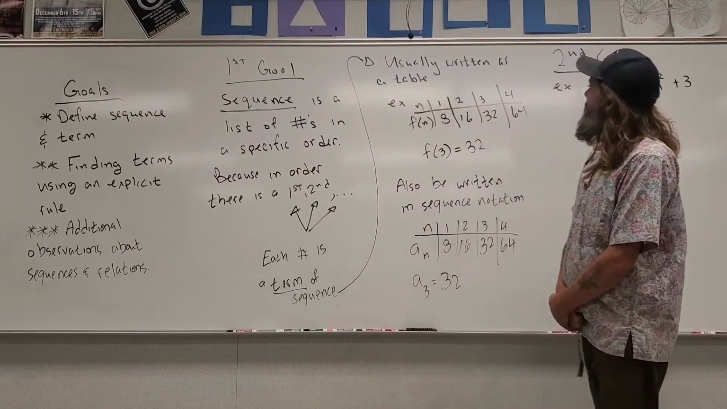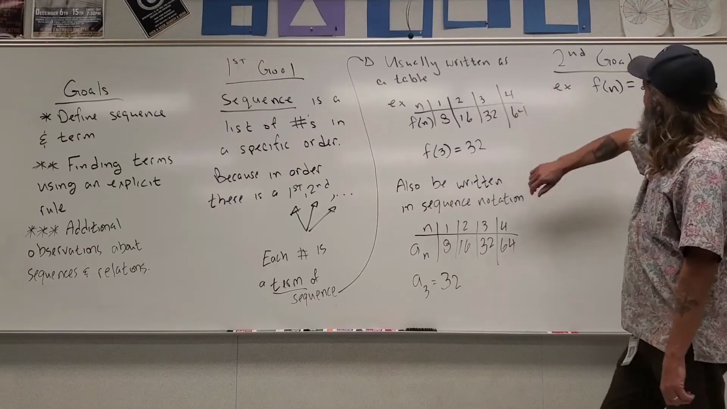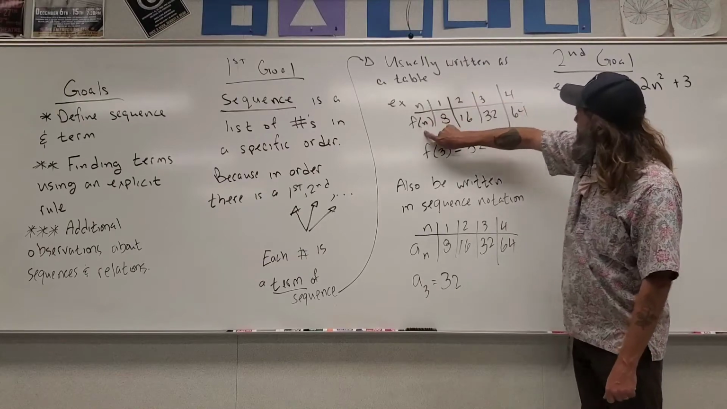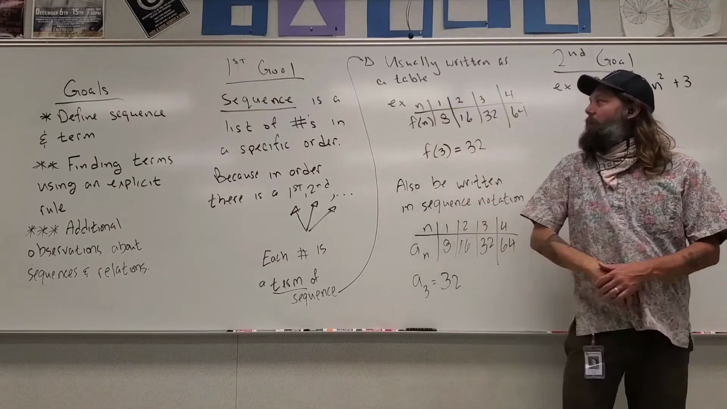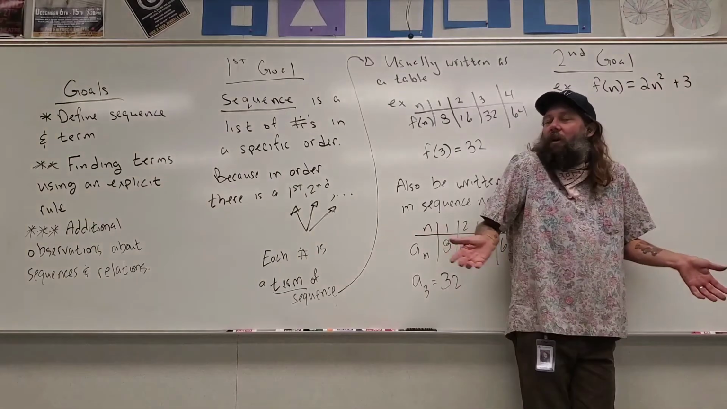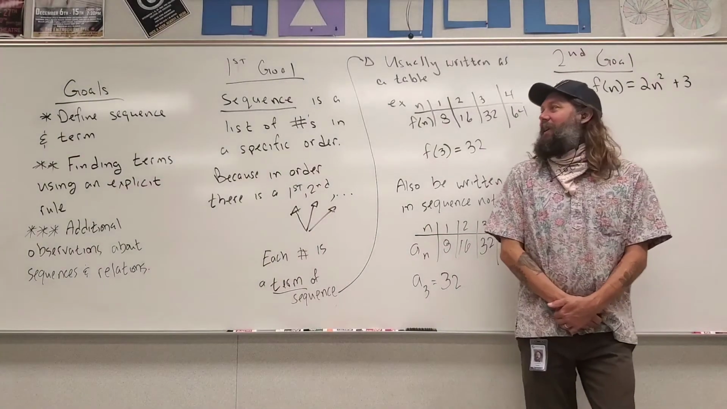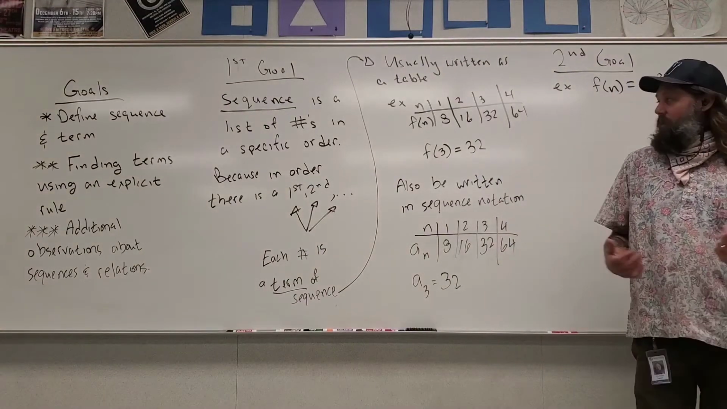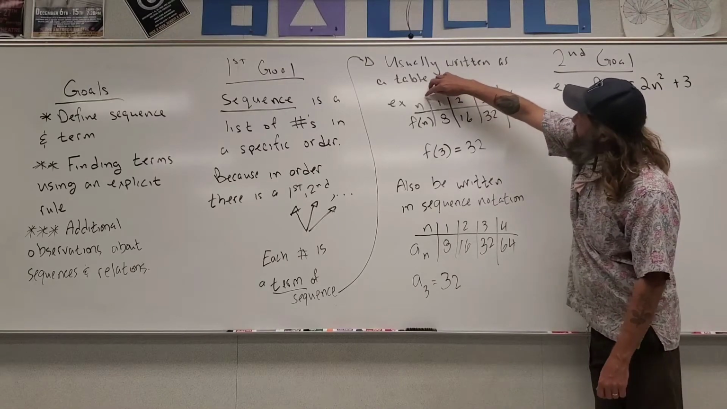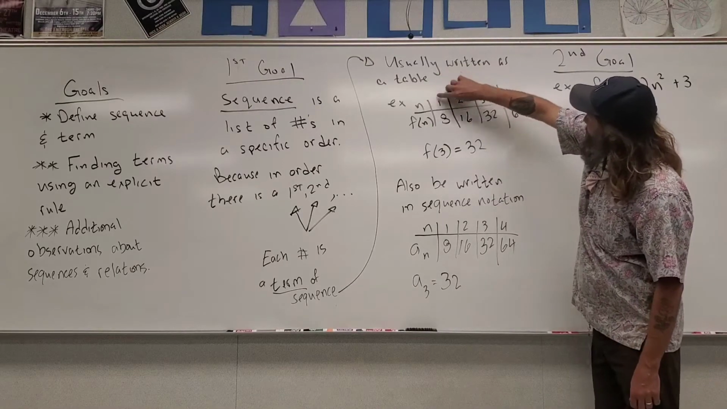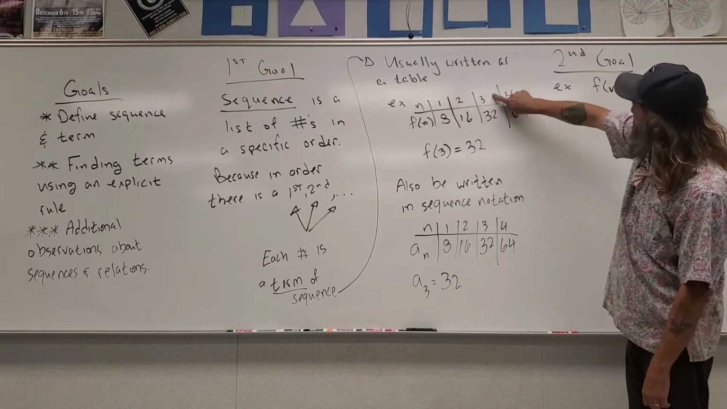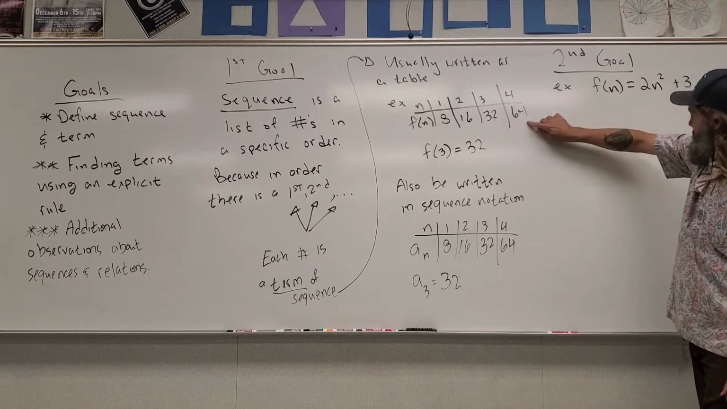So I have a table right here. And notice I have an N and an F of N. I'm not using an X and an F of X, I'm using an N. You can think of N as the number of term, which term number. So we don't use X in this, we use N. So my numbers across the top are my N numbers. These are my inputs. I have a first term, which is 8. I have a second term, which is 16. I have a third term, which is 32. I have a fourth term, which is 64.